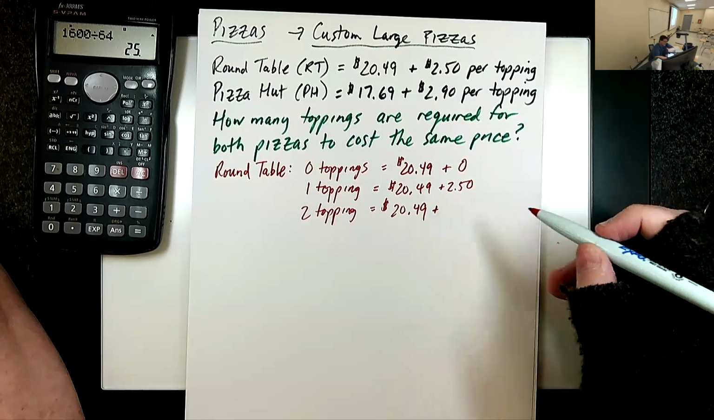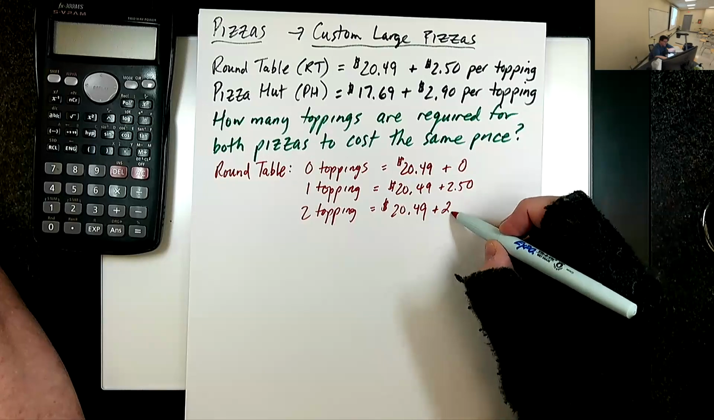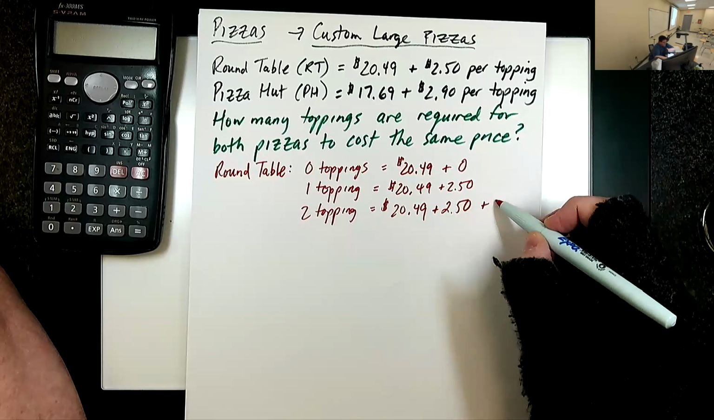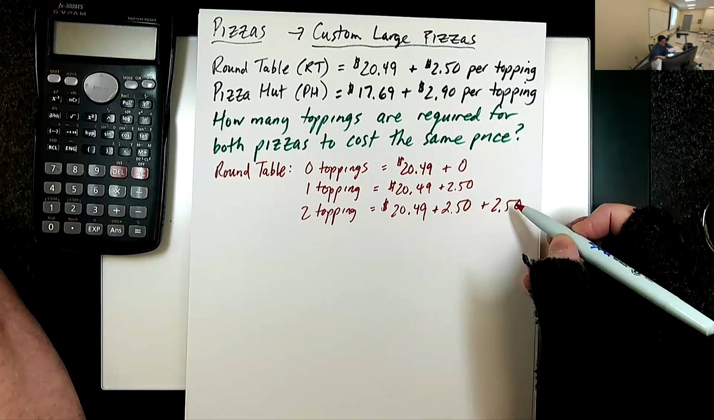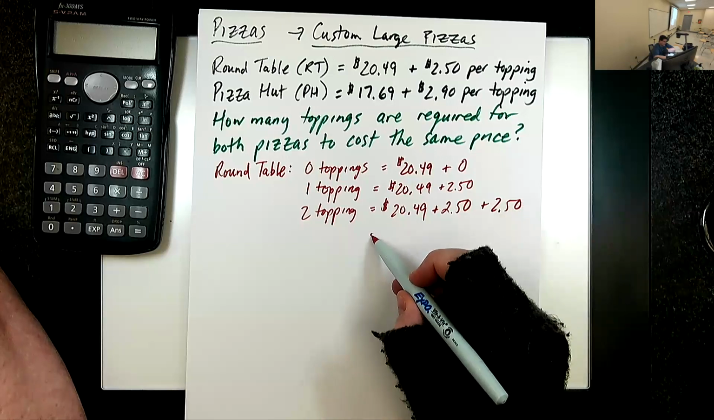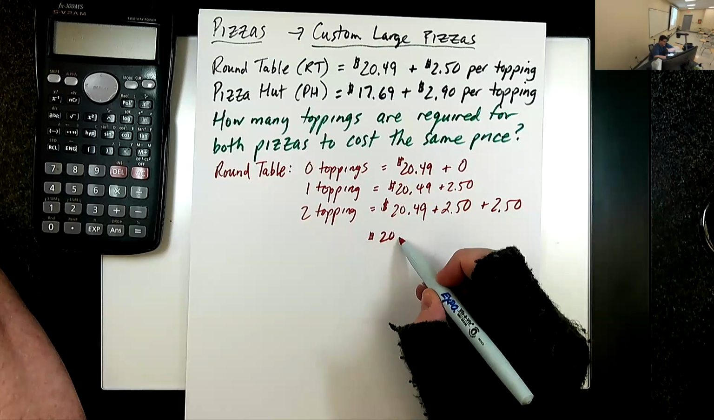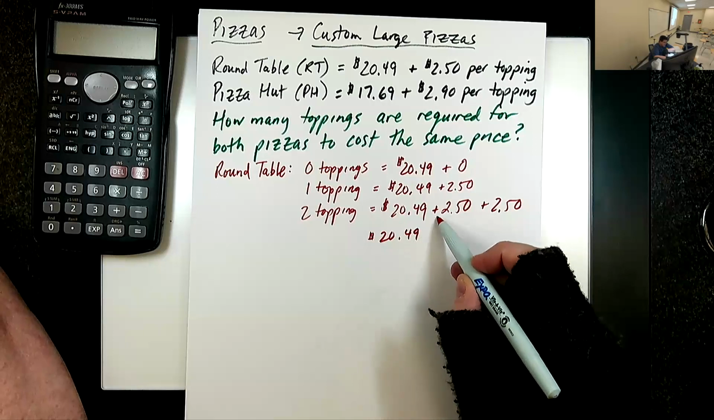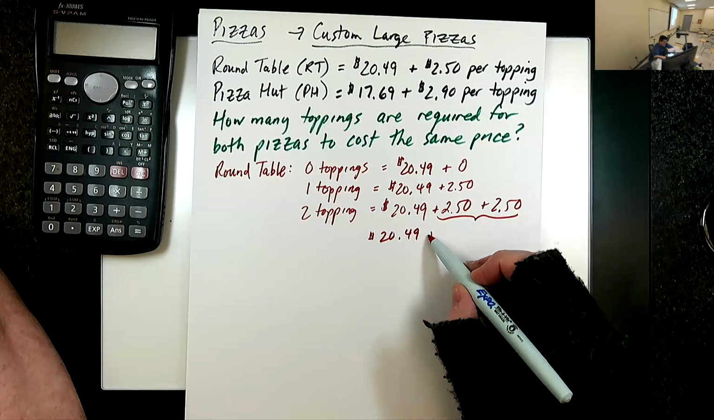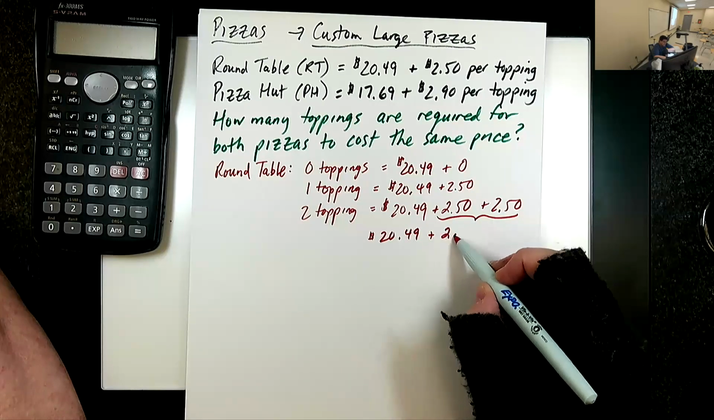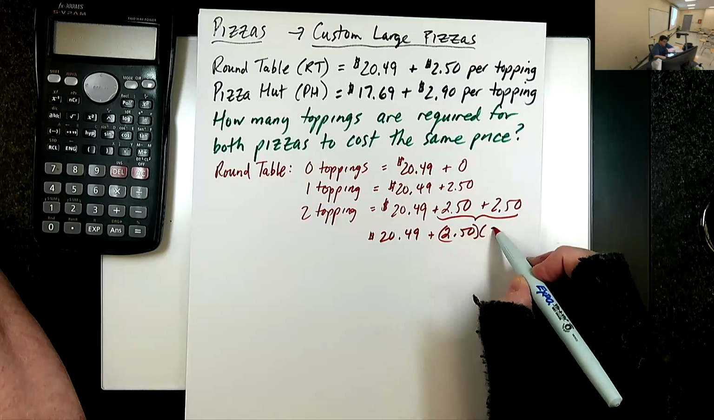Canadian bacon and pineapple. So you're paying $2.50 for the Canadian bacon and you're paying $2.50 for the pineapple. So if I wanted to summarize, this is $20.49. I've got repeated addition and that's multiplication. 2.50 times 2.